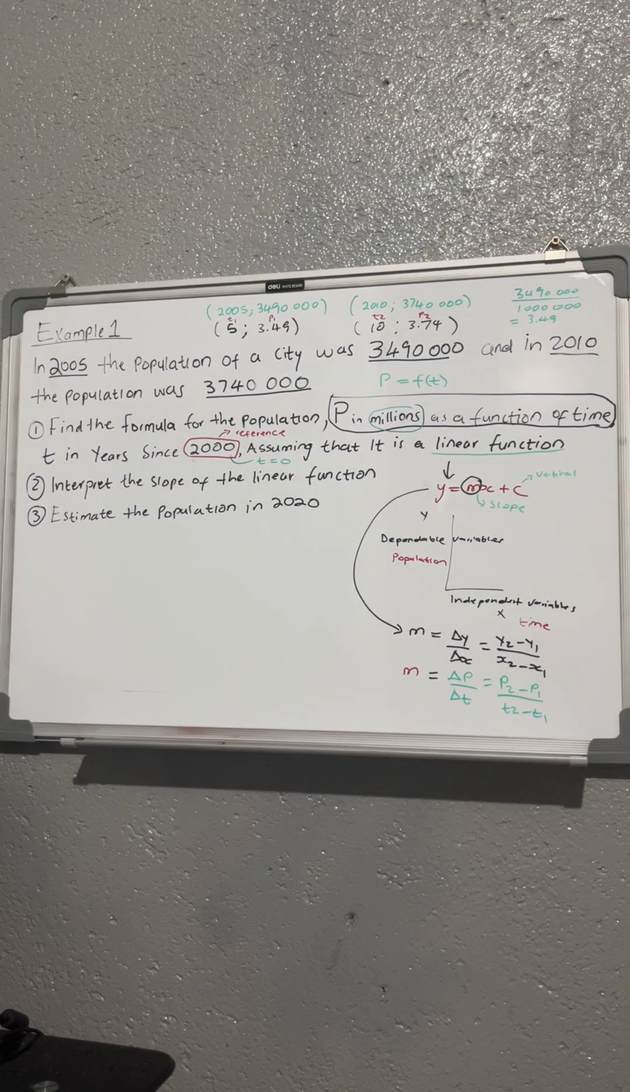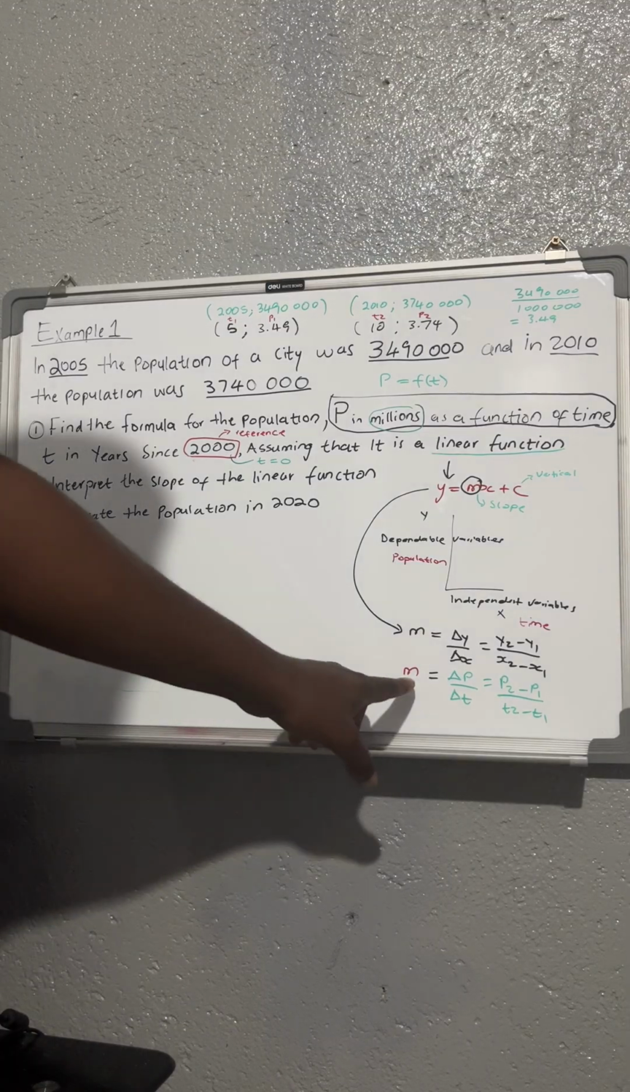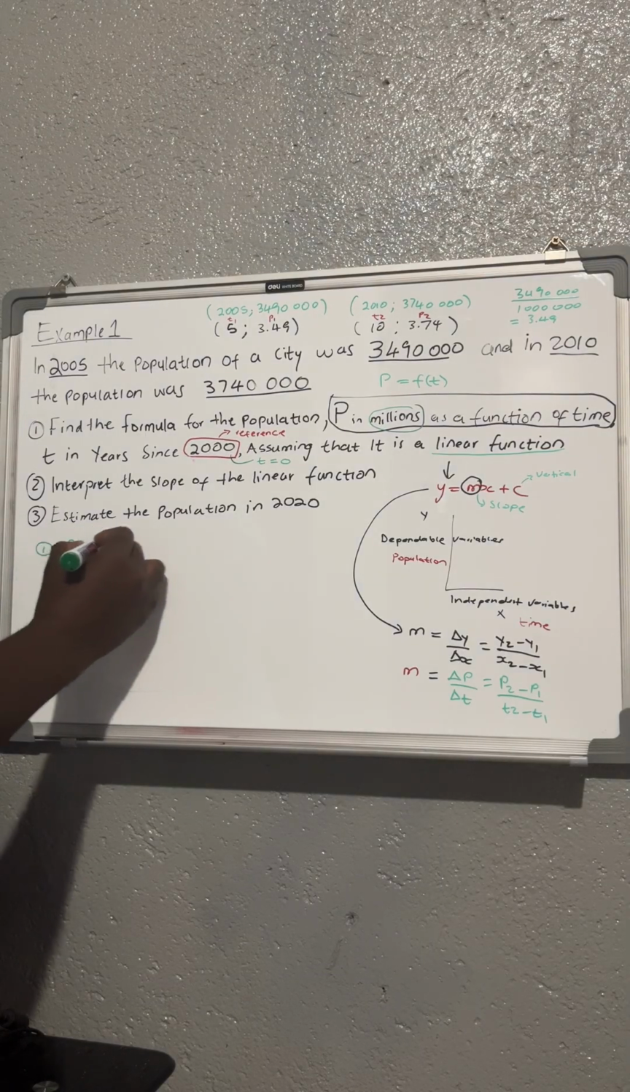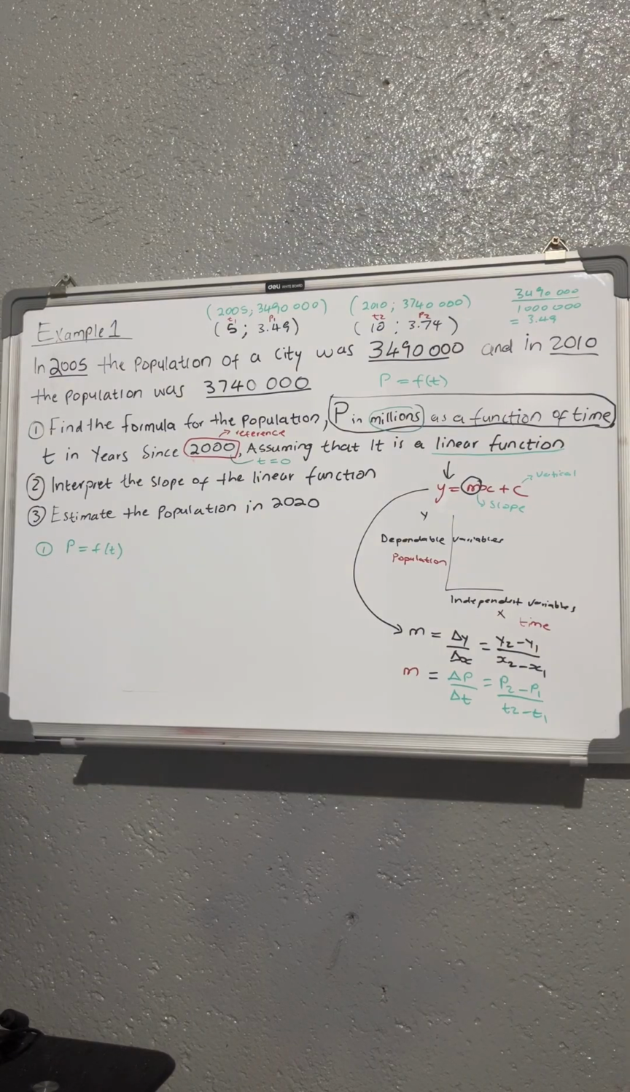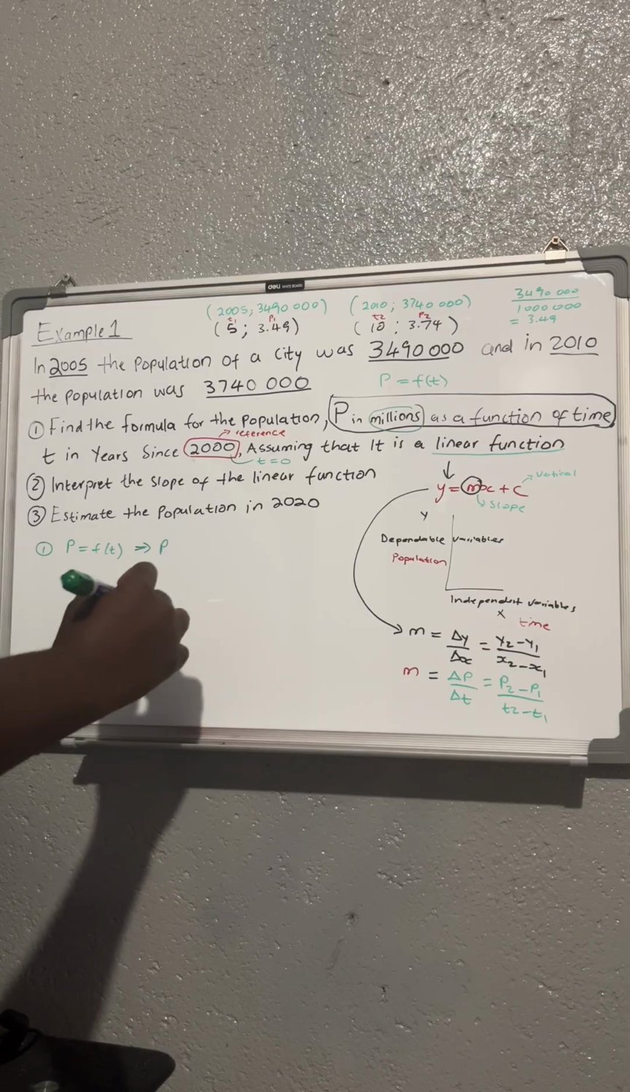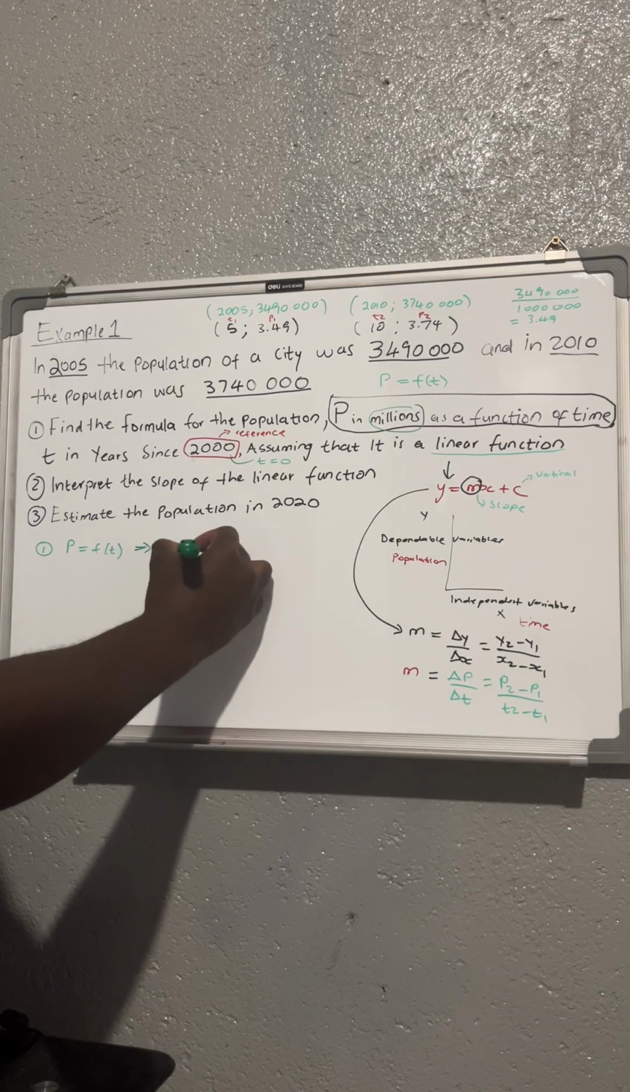As we said, our M, which is this one, will be our P2 minus P1. Then what would that look like? Remember, here we're going to be solving number 1. What did they say? They said you have your P is equal to your f of t. But we know, what do we know? We know that your P is equal to f of t.